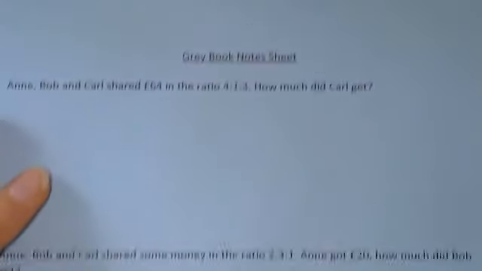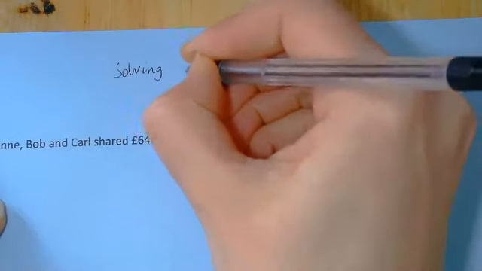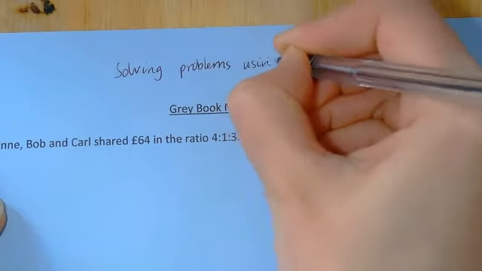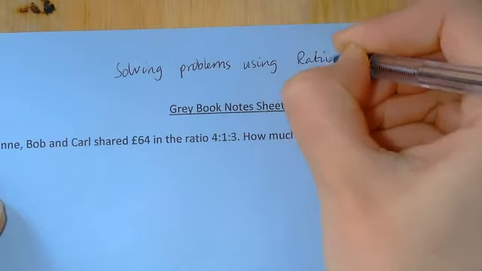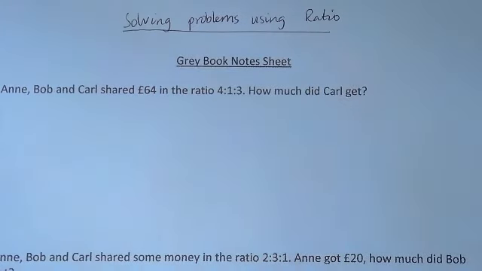Something I didn't write on the sheet, which I'd like you to add on, is a title, which is going to be Solving Problems Using Ratio. So if you could add that title on, that would be great. Solving Problems Using Ratio.